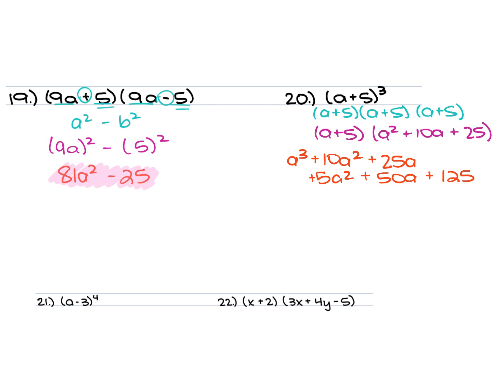If we add these, I just put my like terms on top of one another to make my life a little bit easier. We're going to have a cubed plus 15a squared plus 75a plus 125.